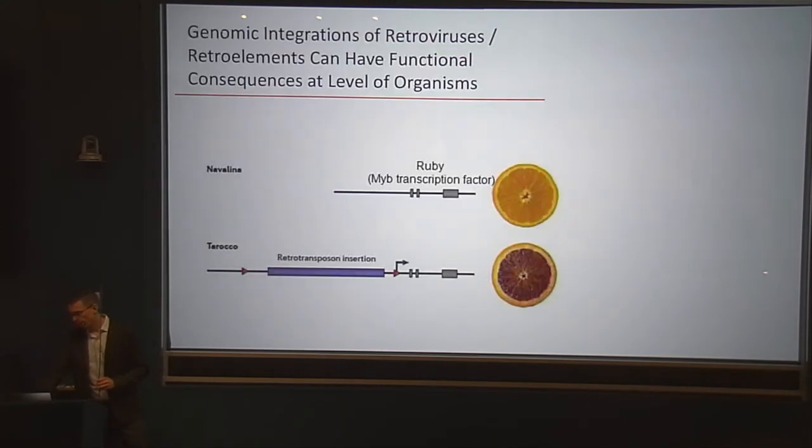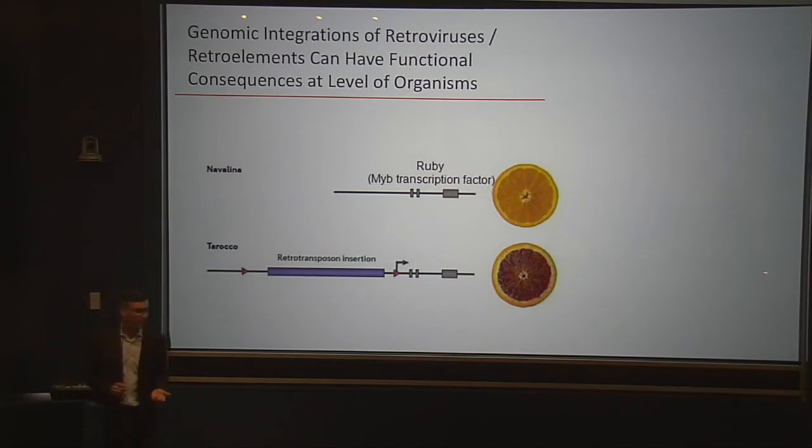So why would we think that the integration site of this virus might have an effect on the function? This is known to happen at the level of organisms. So this is the difference essentially between an orange and a blood orange. It's not HIV, but it's a retrotransposon, so it has a lot of similarities with the cycle of HIV. It doesn't have an extracellular phase, but it copies and pastes itself in the genome. And just by inserting the retrotransposon at this site, we have this clear phenotypic difference.